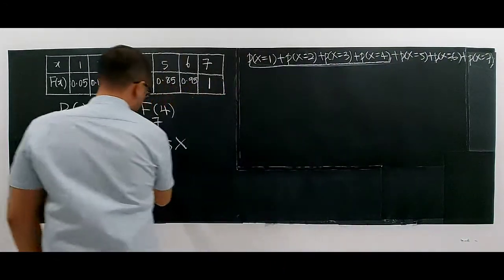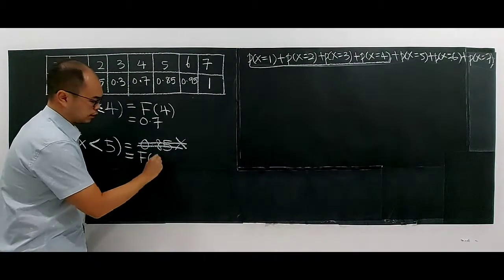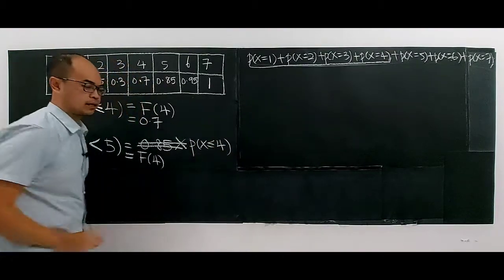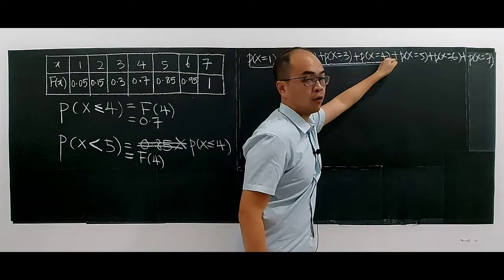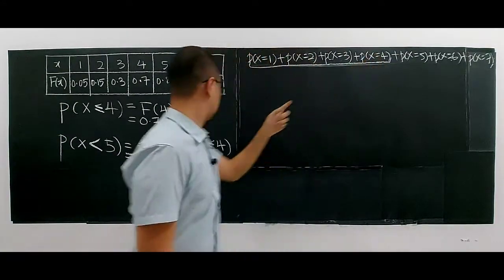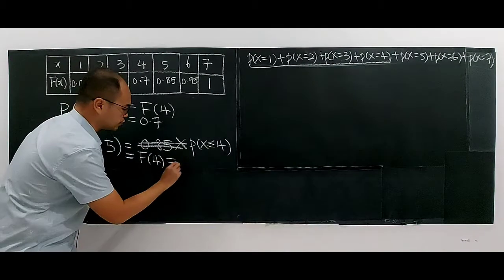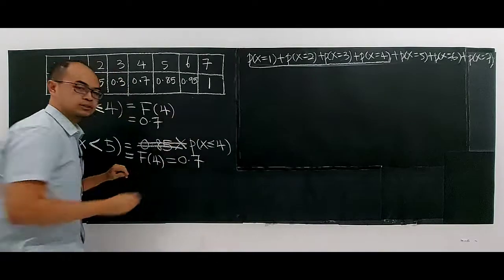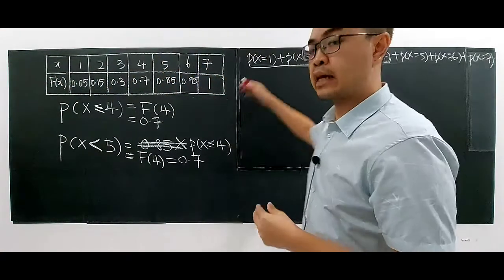So it shouldn't be 0.85. It should be F4, right? Because it's the same as P(X less or equal 4). Less than 5 means 1, 2, 3 up to 4. So if you add up these, it means F4, or P(X less or equal 4). So the value that you're supposed to take will be 0.7, not 0.85. You must understand this video, okay?